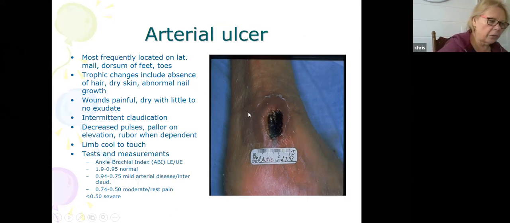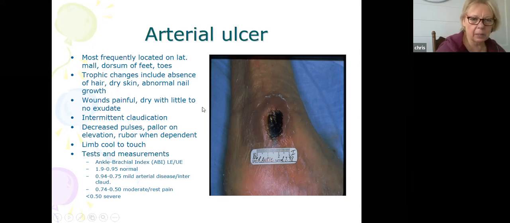So you could have trophic changes. You could have dry, shiny skin. Nails are thickening. You could see absence of hair growth. This patient has wounds that are painful. Why? Because of the ischemia and lack of oxygen. In appearance, they are dry with little to no exudate.